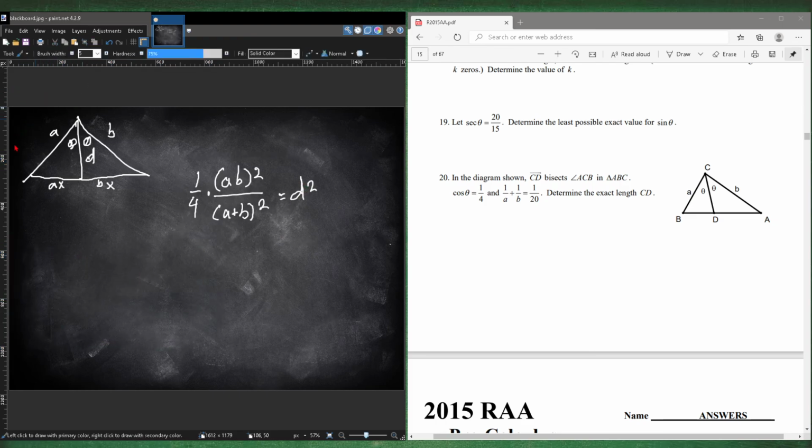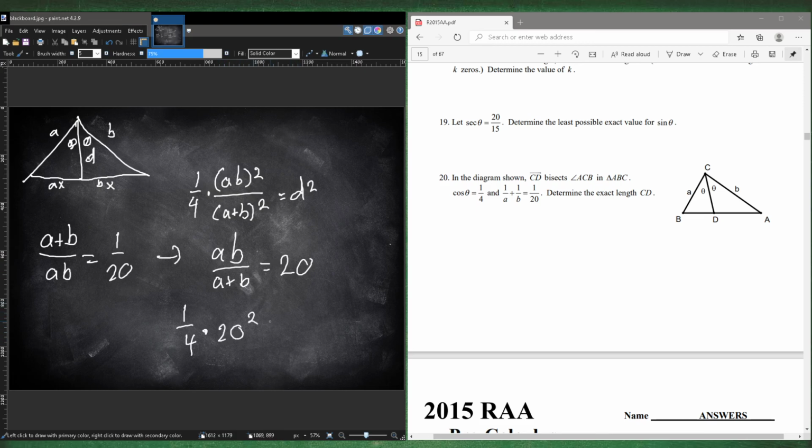So what does this give us? Well, we already know 1 over a plus 1 over b is 1 over 20. And if you simplify it, it's just a plus b over ab to get the same denominator, it's just 1 over 20. So if you think about it, just flip the top and the bottom. So that would just be the same thing as ab over a plus b is equal to 20, right? ab over a plus b, and they're squared. That means it's just 1/4 times 20 squared is equal to d squared. So this will be 400. 400 divided by 4 is 100, which is equal to d squared. That means d is equal to 10. And that is your answer for number 20.